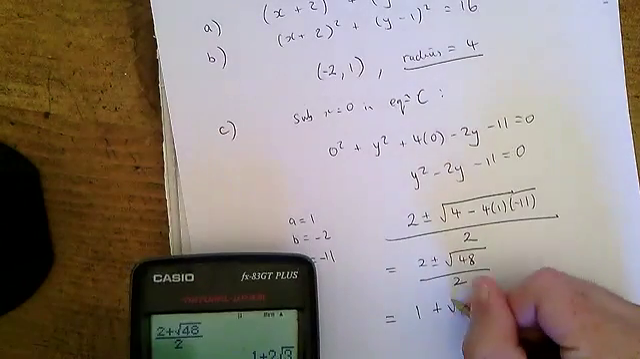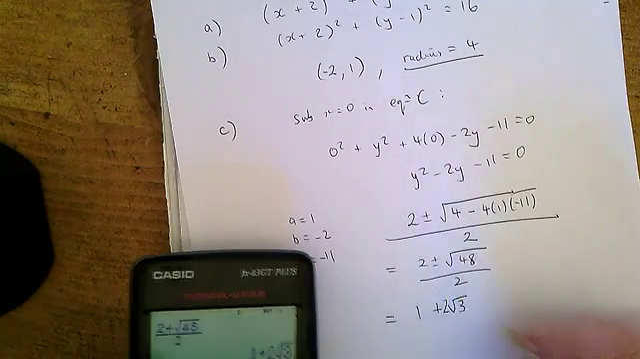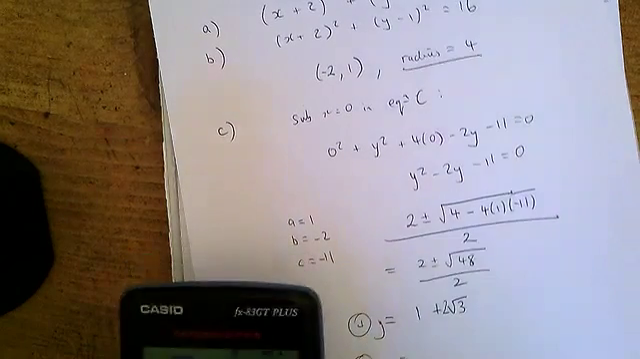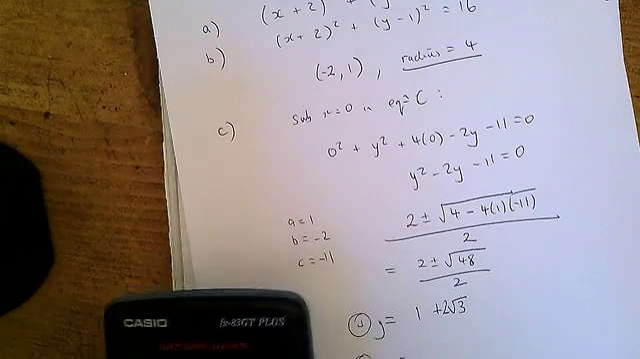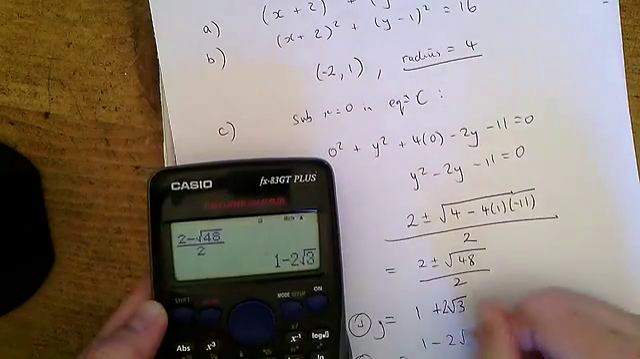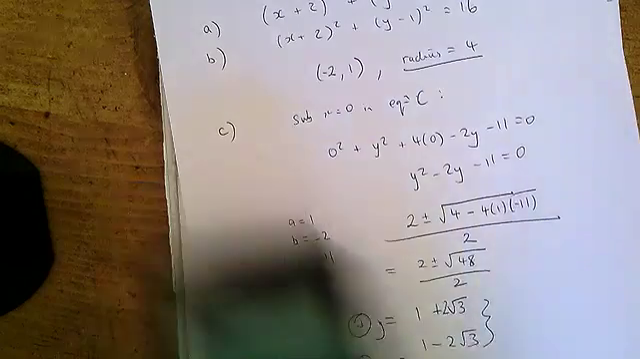When I added it, I got the following. So y equals that, and when I minus it, I'll just get the same thing, but with a minus. There we go, yeah, 1 minus 2 root 3. Okay, so there's my answers.